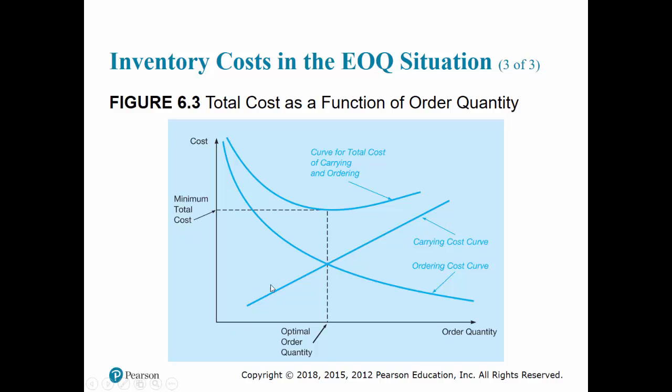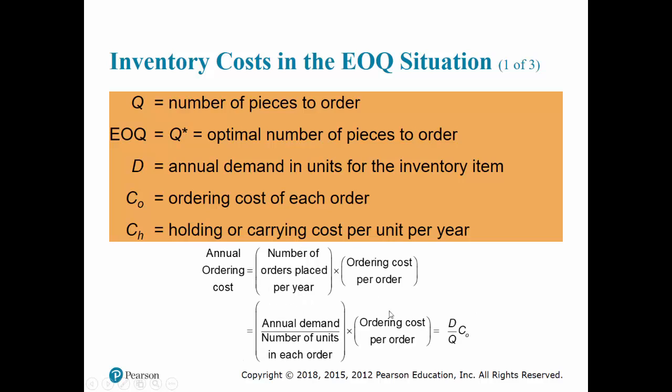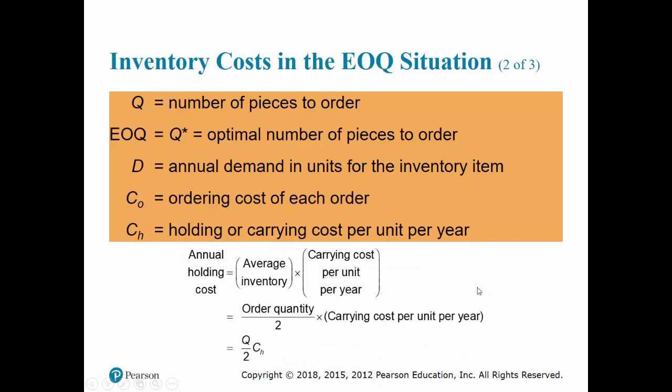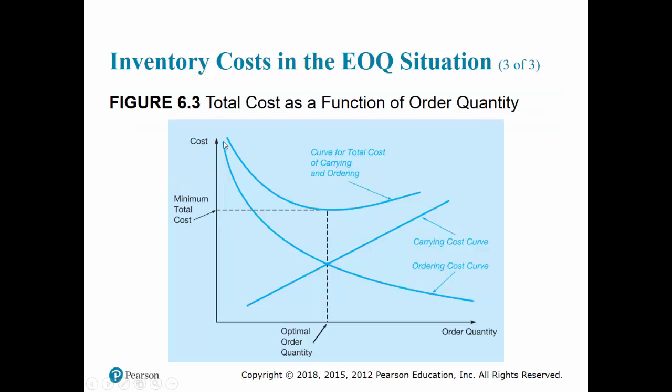All right. Now the ordering cost is D over Q times C sub 0. So Q is in the denominator, which means this is not a linear cost like the holding cost. If you plot that, you're going to see a nonlinear curve. And you see that it has the opposite kind of change: as Q goes up, the ordering cost per year goes down.